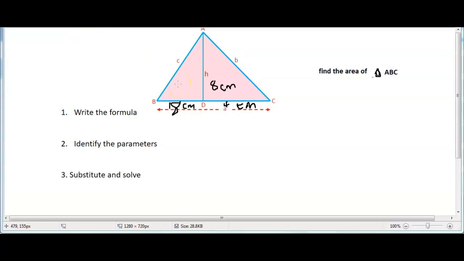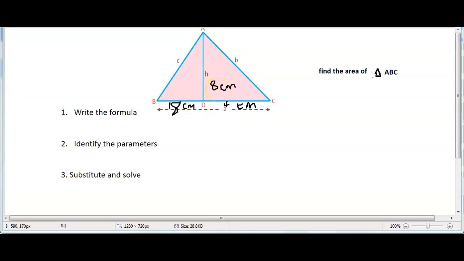There is triangle ABD. This triangle has 2 sides given, which is from B to D, as well as from A to D. B to D is 18 centimeters. A to D is 8 centimeters.